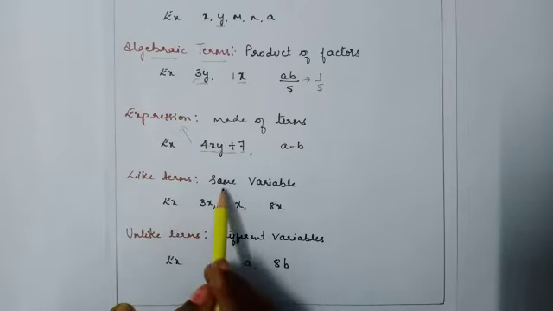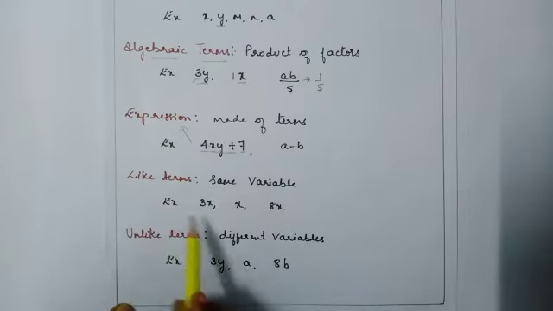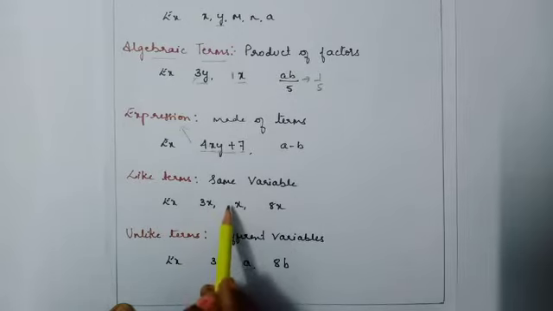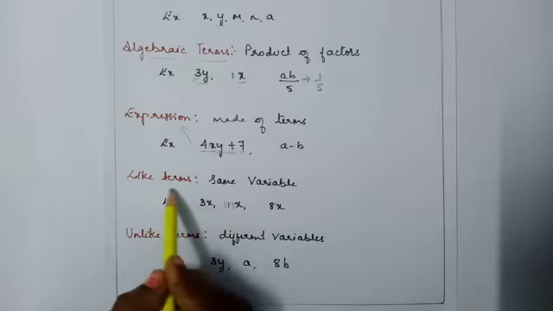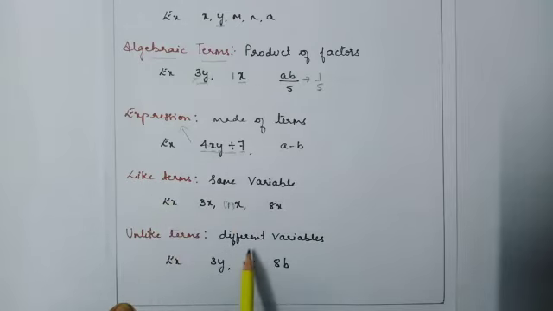Like terms, same variable. For example, 3x, x, 8x. If you observe these three terms, numerical coefficients are different. Is it not? Numerical coefficients are different whereas the variables are same. That is, the algebraic coefficients are same. So, these terms are called as like terms. Unlike terms, different variables. Let us consider the example 3y, a, 8b. If you observe here, the algebraic coefficients are different in all the three cases. So, these terms are called as unlike terms.